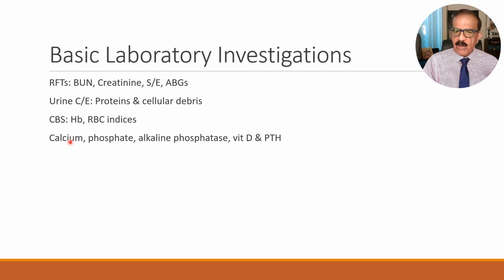Calcium is likely to be low. Please rule out hypoalbuminemia because you need to correct the calcium level for albumin. Phosphate is likely to be high because phosphate is retained in kidney failure. Alkaline phosphatase would also be elevated because of secondary bone involvement, because of secondary hyperparathyroidism. Vitamin D, the active form, may be low. The total vitamin D may be normal, but the active form may be low, and parathormone is usually high due to secondary hyperparathyroidism.